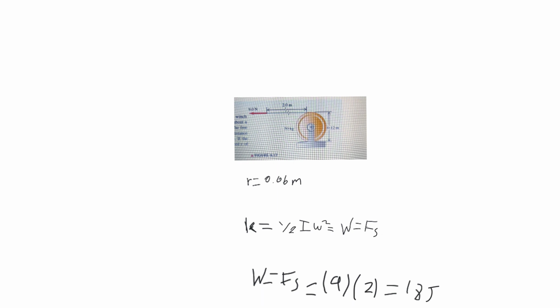Okay, so how are we gonna go about this? Something important to know: we're gonna need all the information that's shown here. That's where I'm gonna be getting the information from. But we're also gonna need to know that the radius is 0.06 meters. So that's also important to know.